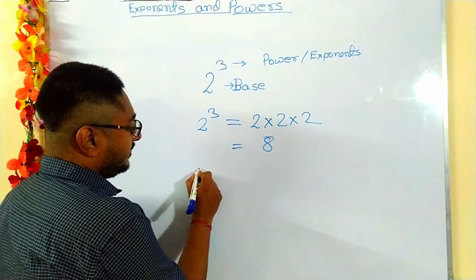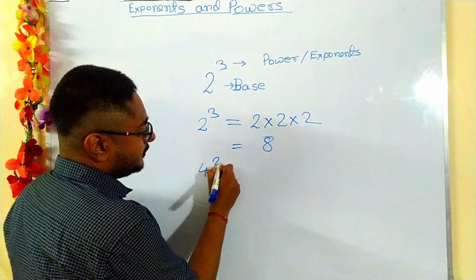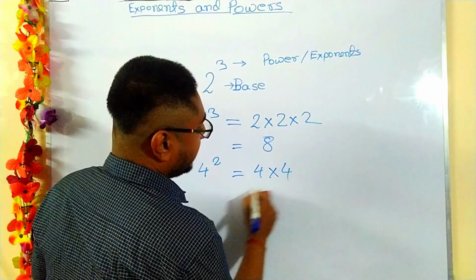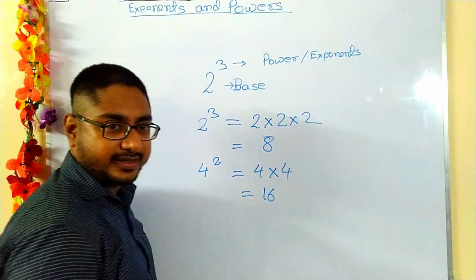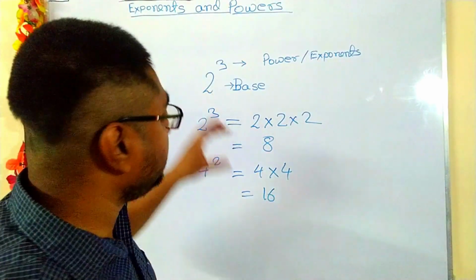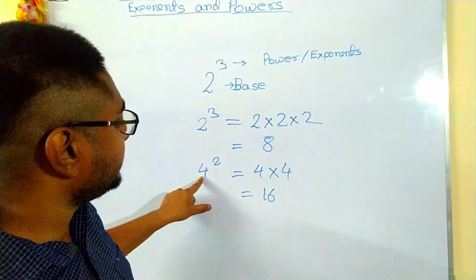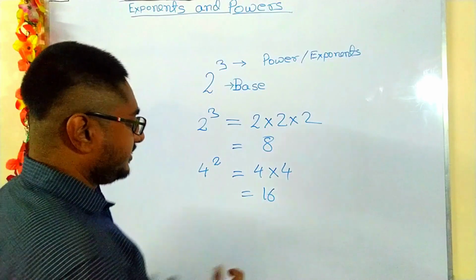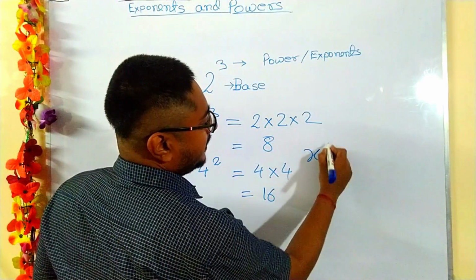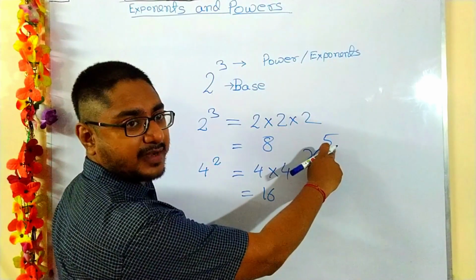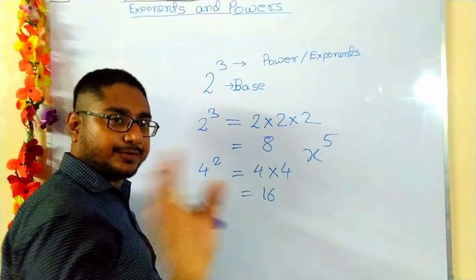If I write 4 to the power 2, that means 4 multiplied 2 times. Okay? So you need to remember 2 is the base, 3 is the power. Here 4 is the base, 2 is the power. If I write x to the power 5, then x is the base and 5 is the power. Hope this part is clear to you.